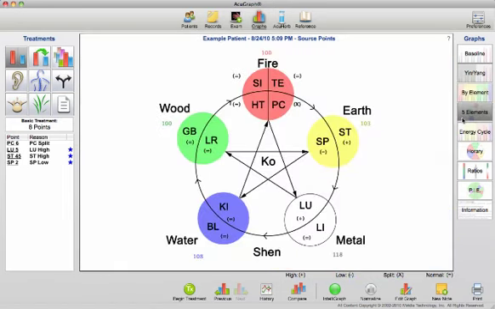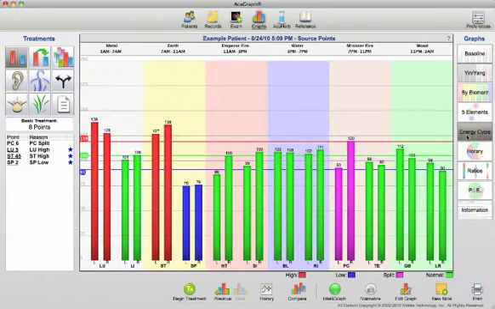Similarly, if we look at the 5 elements chart, we can get the average for each one of the elements. We can also see that metal is the most dominant element, or the highest element, with an average of 118. When we look at the patient's energy cycle, we start at 3 a.m. during metal time, and we can look right through the day as we go through the time for each one of the meridians. And we can see exactly what the energy is doing.